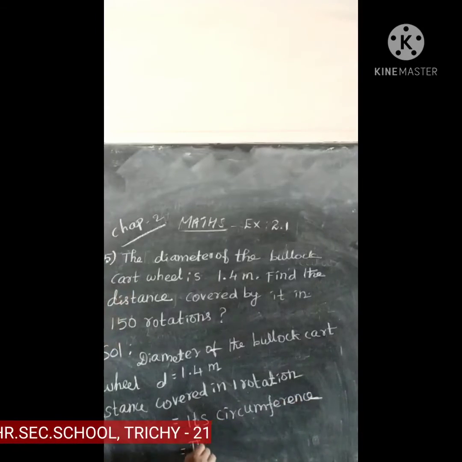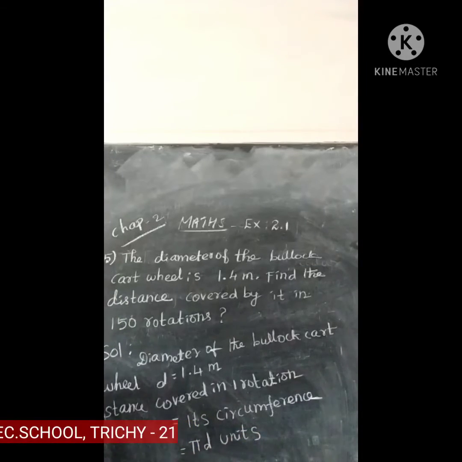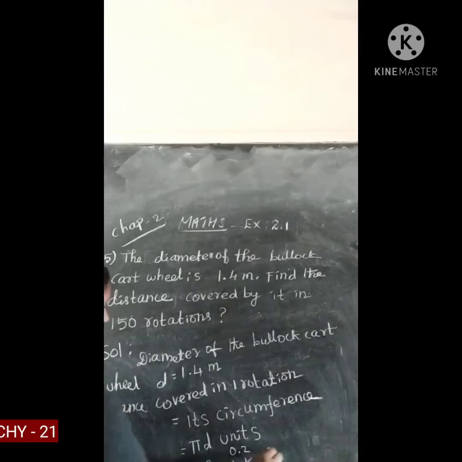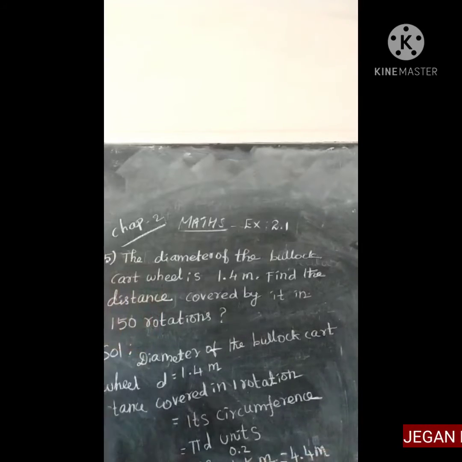Already we know the circumference formula, pi into d units. So we write pi value 22 divided by 7 multiplied with diameter 1.4 meter. Here 1 7s are 7, 2 7s are 14, that is 0.2. So 22 multiplied with 0.2 is equal to 4.4 meter. So the bullock cart wheel diameter is 1.4 meter given. So distance covered in one rotation is equal to 4.4 meter.